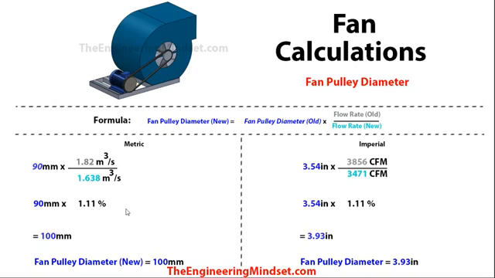So it's 1.11%. Multiply that by the original fan pulley diameter, and that lets us know that the new diameter needs to be 100 millimeters or 3.93 inches.